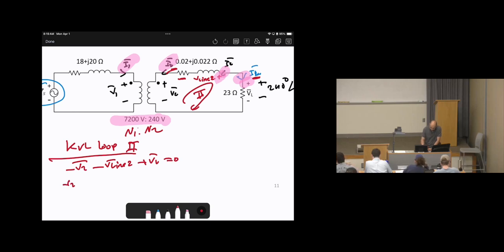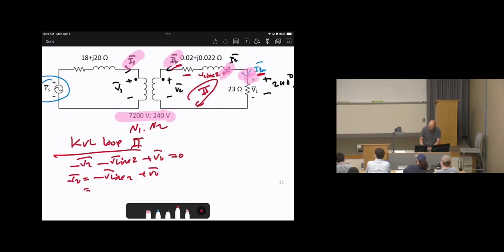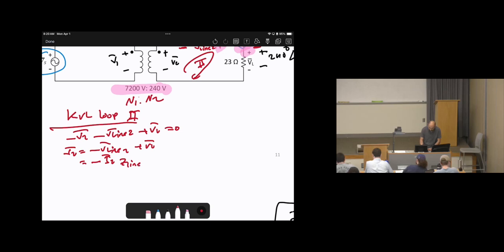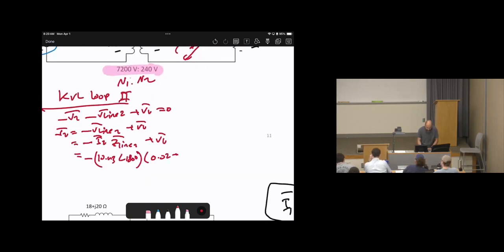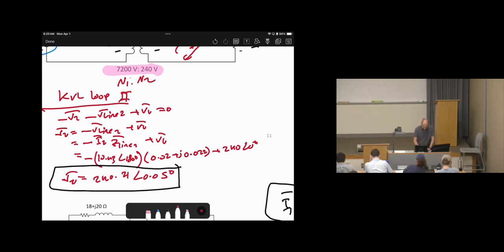We need to calculate V2, so V2 bar will be negative V line 2 plus VL bar. Substitute V line using Ohm's law, which is I times R, so it was negative I2 times Z line 2 plus VL. Now substitute them, which is negative I2, we calculated it as 10.43 angle 180 degrees times Z line, which is 0.02 plus j 0.022, plus V line 240 angle 0 degrees. Then the answer for V2 will be 240.21 angle 0.05 degrees. This is V2. And don't forget the unit, which is volts.